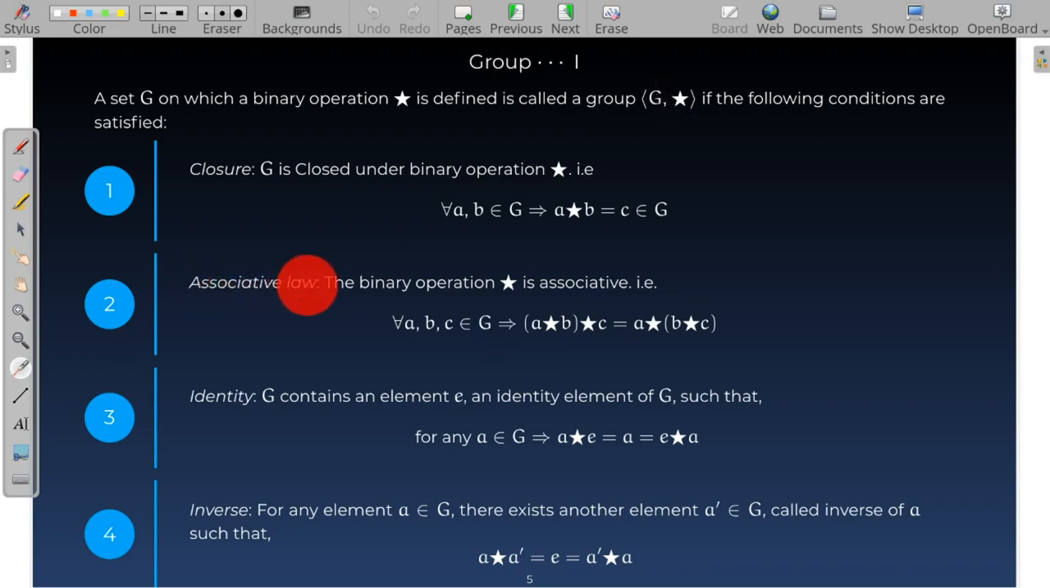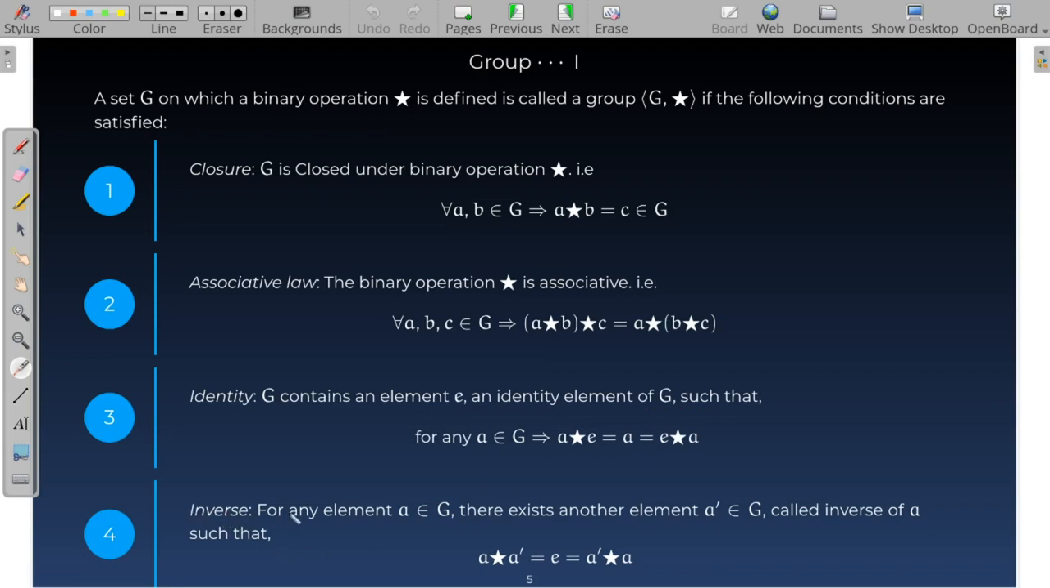Then there is the associative law. The binary operation star is associative. What it means is that for all a, b, c element of G, (a star b) star c is actually equal to a star (b star c). So there is no problem when you change the order of your operation. Then there is identity. G contains an identity element e, and the identity element of G is going to be unique. The property of identity element is that it does not change your element if you operate it with the star. So a star e is equal to a, and e star a is also equal to a.